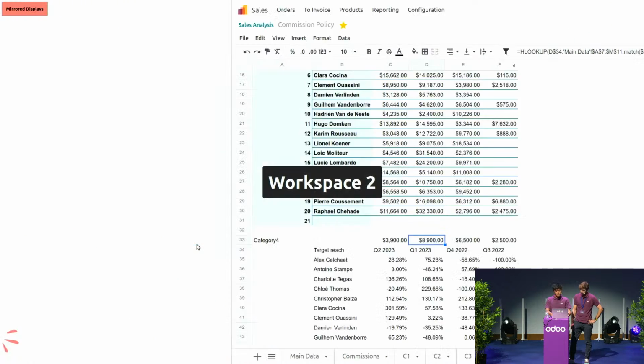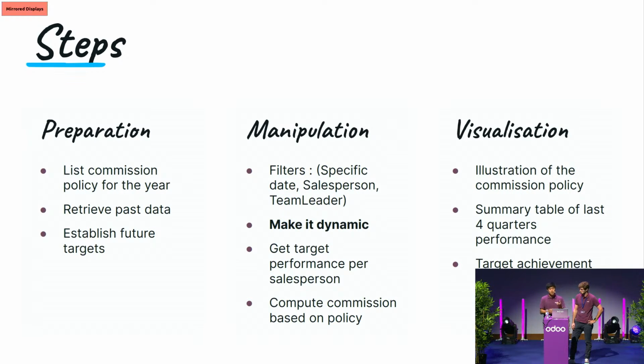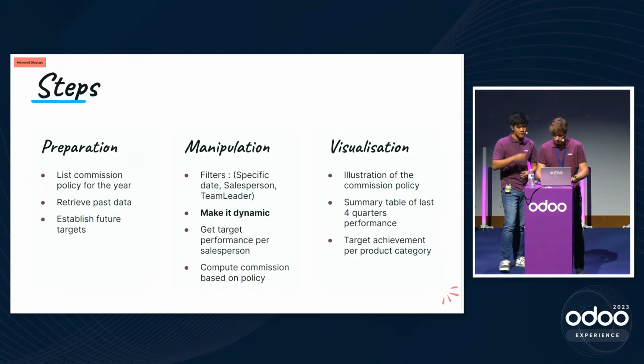So taking a step back here into our slide, we really finished processing all the data. So everything that we want to see is actually in there. So the next step now is to try to visualize everything. That means illustrating the commission policy, making a quick summary table as well, and maybe a last one for the target achievements. Okay, I'll try to take care of that part then.